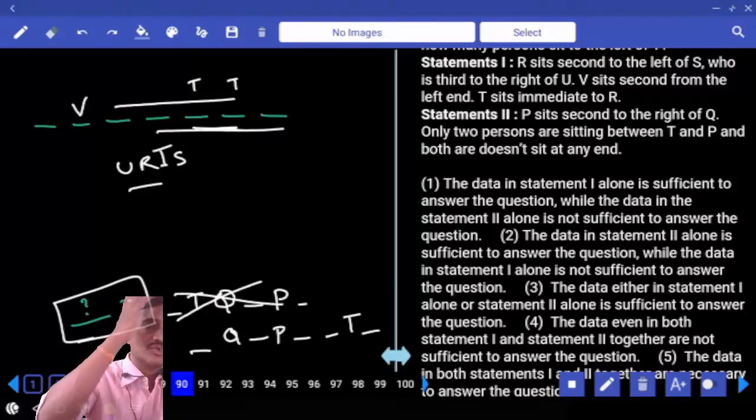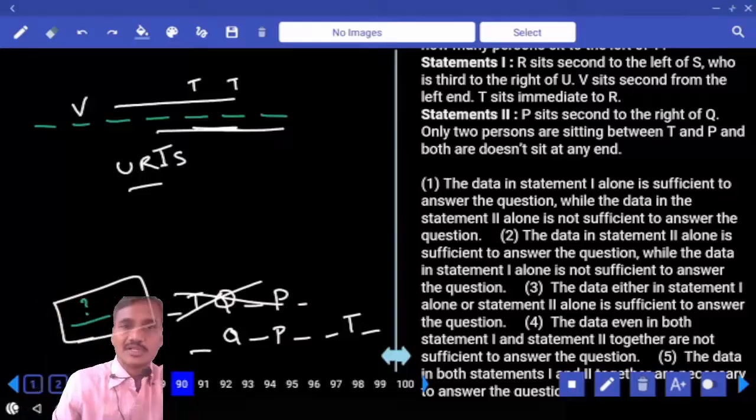Hence we are left with only 1 arrangement. Only 1 arrangement, so obviously you get the answer.